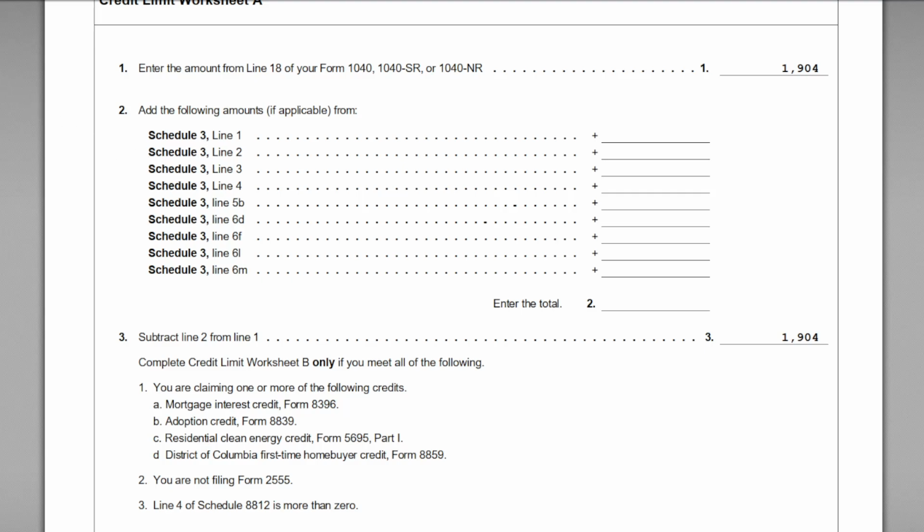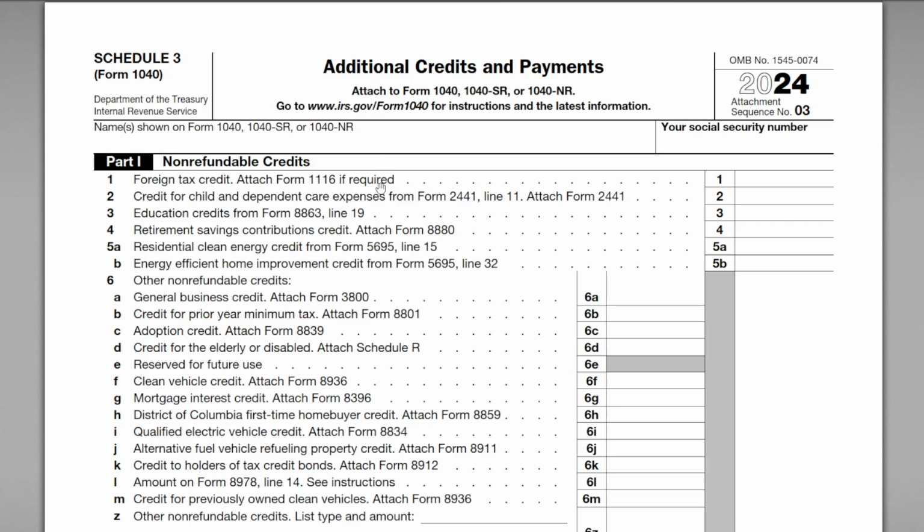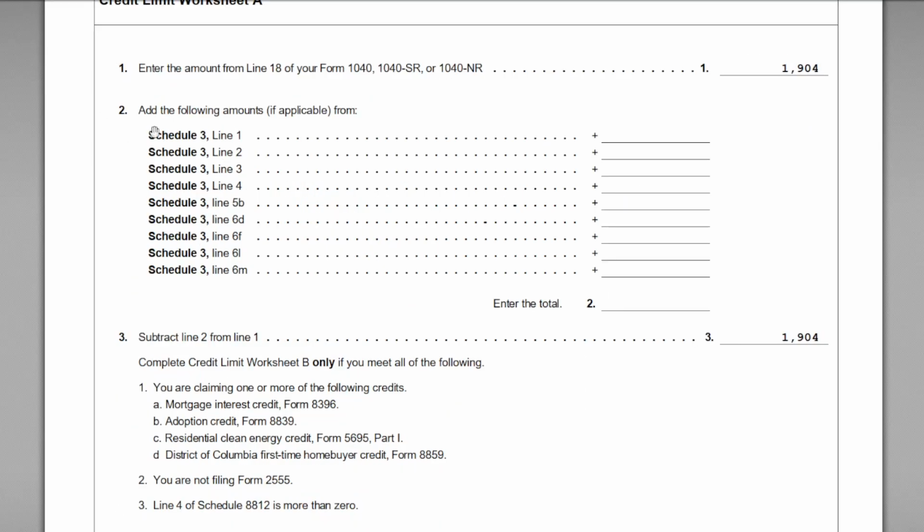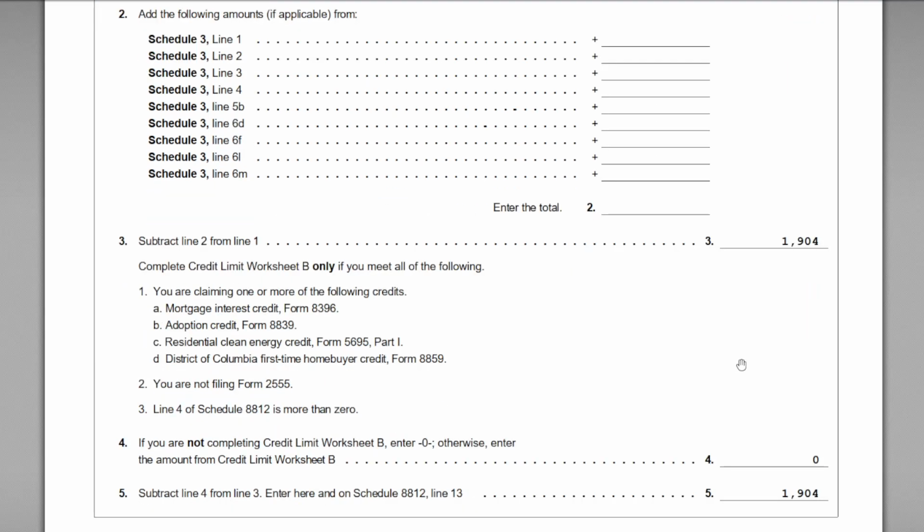And so those adjustments are found on Schedule 3. So I've got a sample Schedule 3 here. You can see additional credits and payments. So you would make adjustments for things like claiming the foreign tax credit, or claiming the child and dependent care expenses on 2441 or education credits. So if you have any of these line items from Schedule 3, you have to account for those first before you apply your child tax credit. In this example, we don't have those, right? Jane's got a pretty straightforward return. She doesn't have any foreign tax credits. She's not claiming any other dependent care credits and so on. So all of these line items are blank, so it leaves the 1904 unadjusted from above.